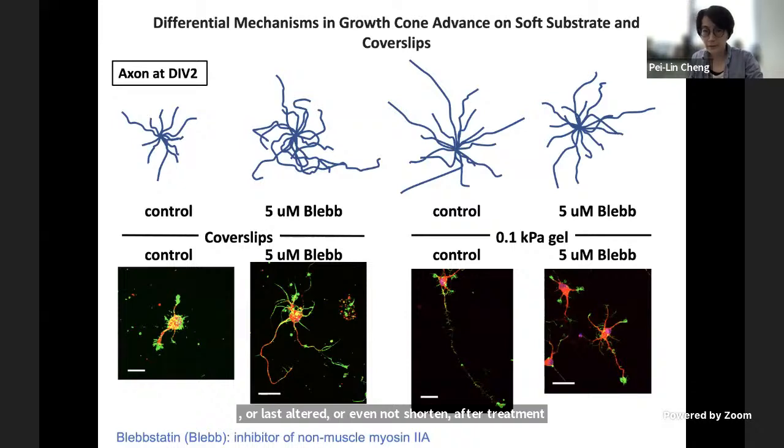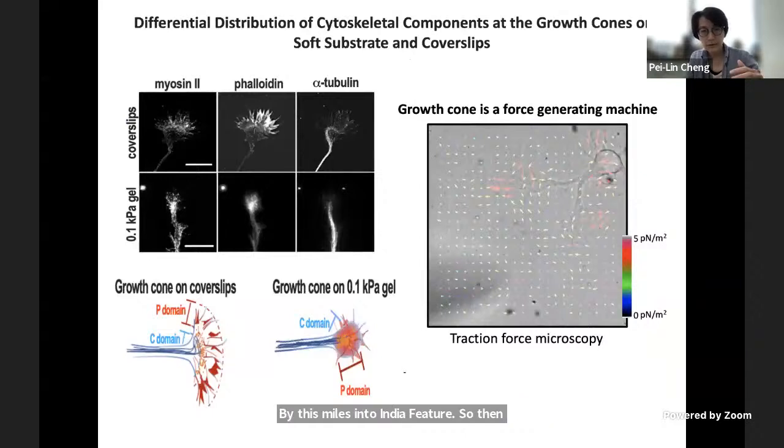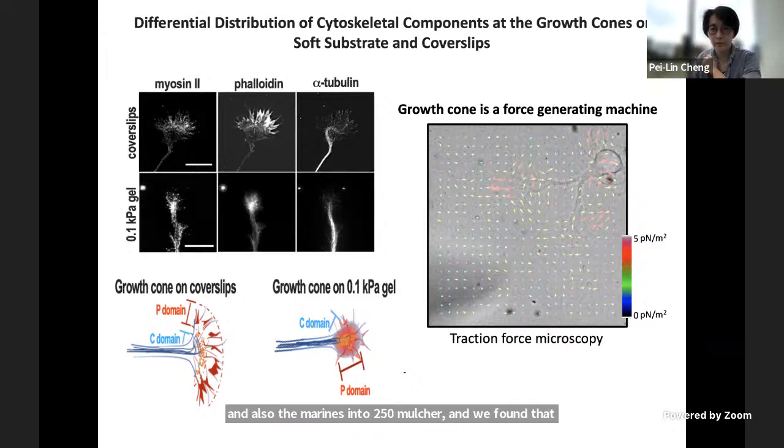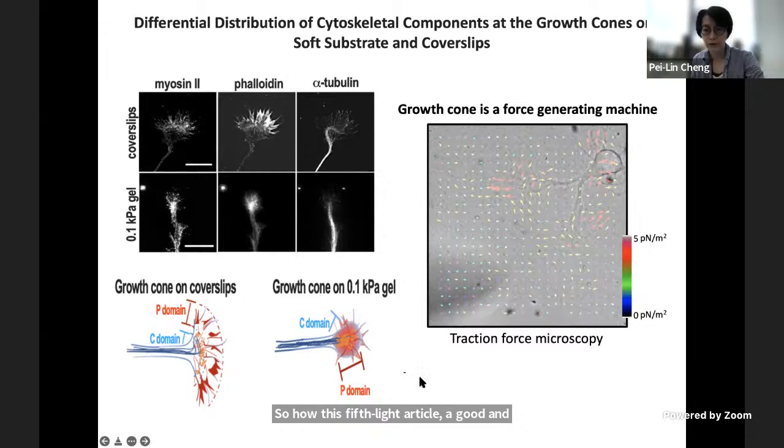So then we went on to examine the molecular positioning of the cytoskeleton proteins, such as the actin bundle and the tubulin bundle, and also the myosin 2 motor. We found a distinct distribution of the cytoskeleton components in the growth cone on the soft substrate, with a high overlap of the actin-rich P domain with the tubulin-rich C domain. If we compare with the regular culture on coverslip, we see a rather spread-out growth cone structure. So how does this architecture convert to a function?